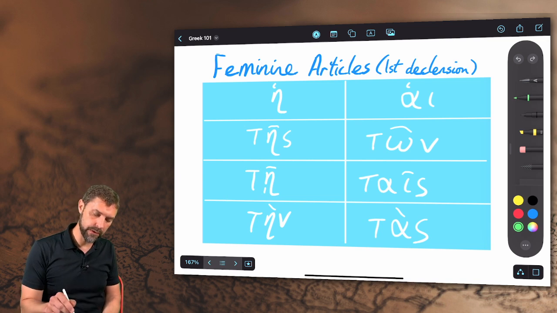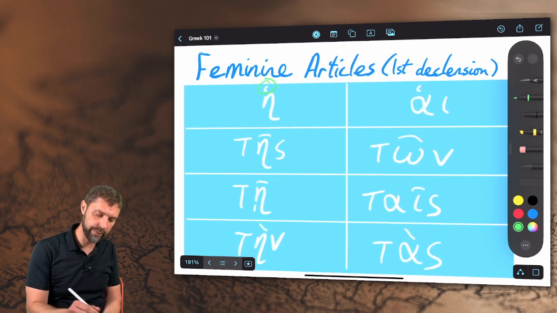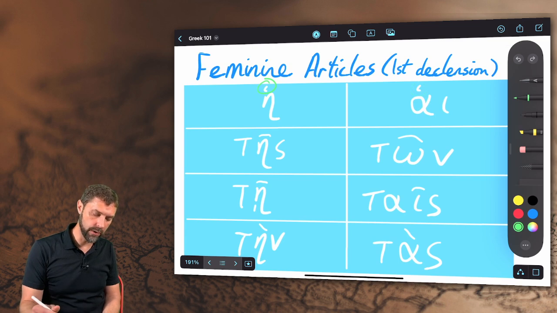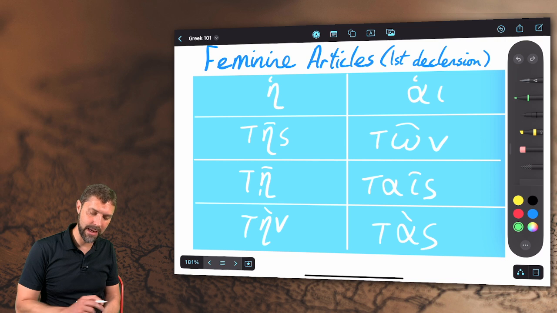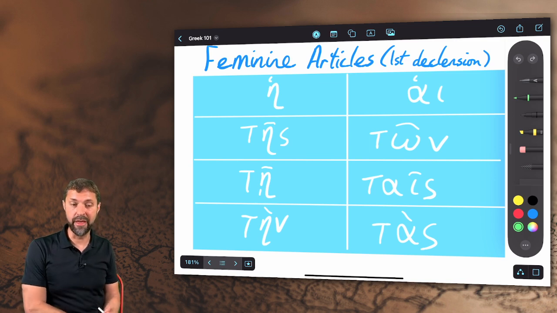The only exceptions would be the nominatives, singular and plural, and in each one of these, instead of the tau, I've put a rough breathing mark. And so my articles end up being hē, tēs, tē, tēn, hai, tōn, tais, tas. And that's important because an article is just the word the. And so if I want to say, instead of love, the love, I'm going to need these articles.